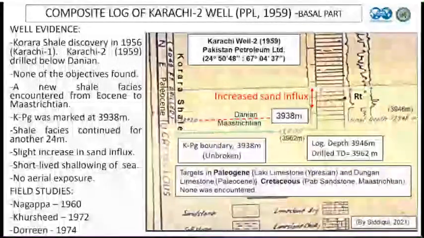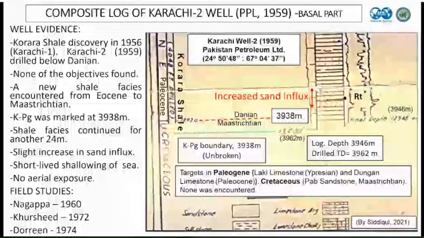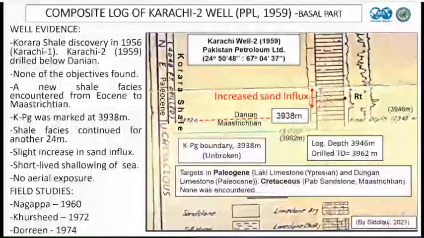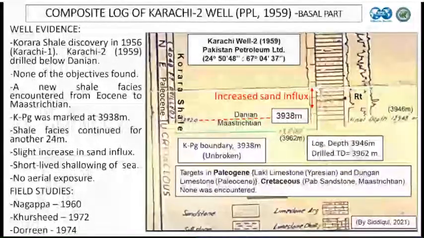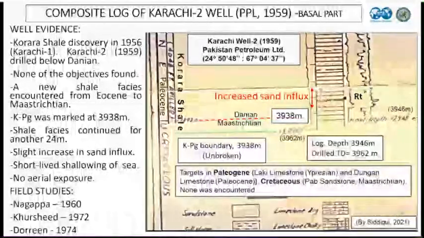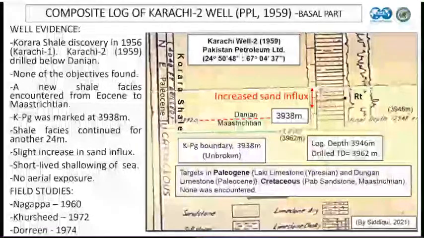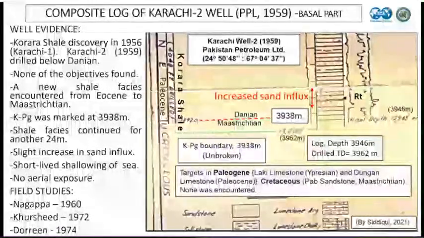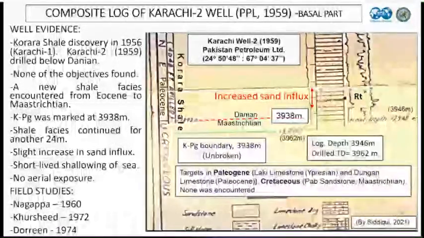Now this is something from the well. It's a basal part of Karachi 2 well's composite log. Karachi 1 well discovered the Karara shale in 1956, but the well was abandoned. Karachi 2 was drilled nearby in 1959.